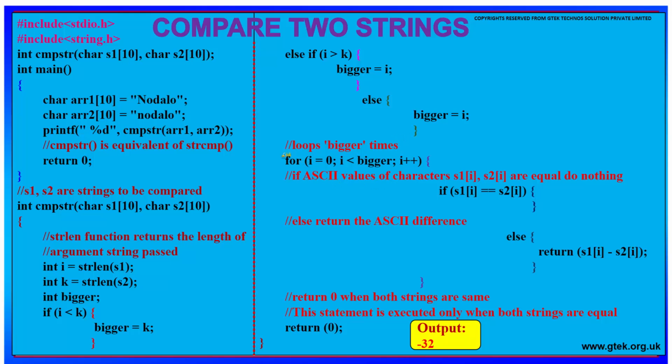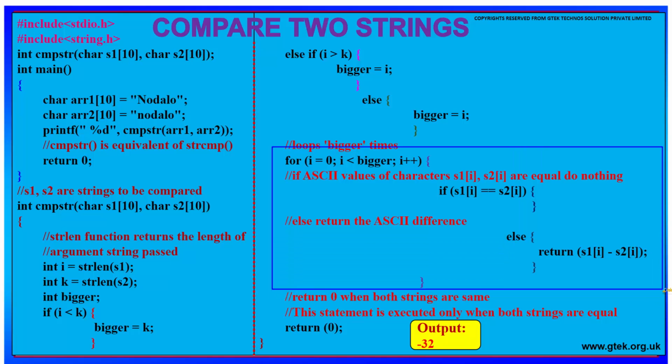The loop is performed for the bigger function, and we are checking whether two strings are equal. If the two strings are equal, then we don't have any return value. Else, if the two strings are different, then we'll have the return value to be the ASCII difference. So here in this case, for these two strings, a return value will be -32, which is the difference between the ASCII numbers of these two strings.